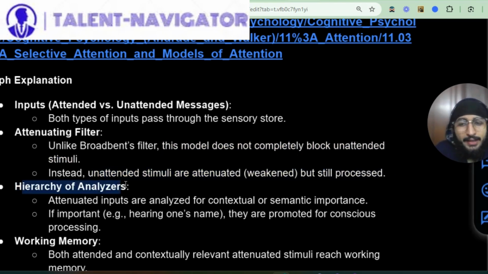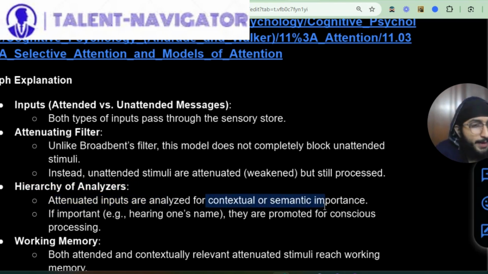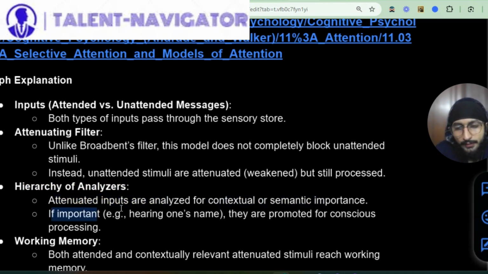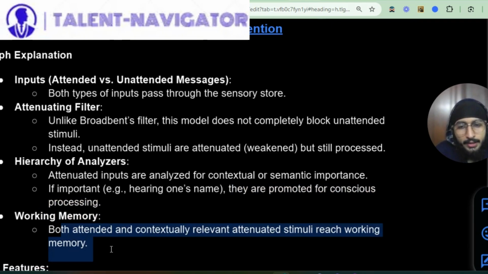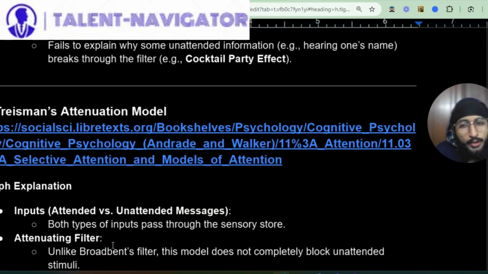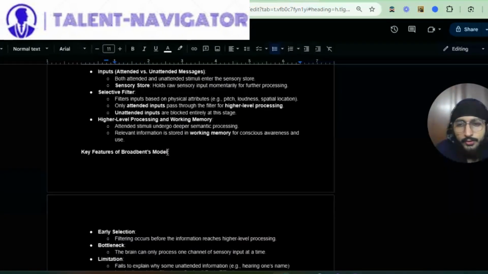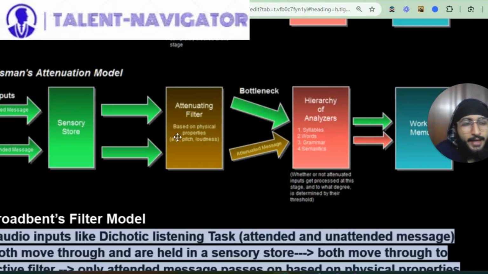Now it moves to the hierarchy of analyzers. The attenuated inputs are analyzed for contextual or semantic importance. If important, for example hearing one's name, they are promoted for conscious processing. And working memory, the final part: both attended and contextually relevant attenuated stimuli reach working memory. So that's basically what's been described here in the diagram as well.